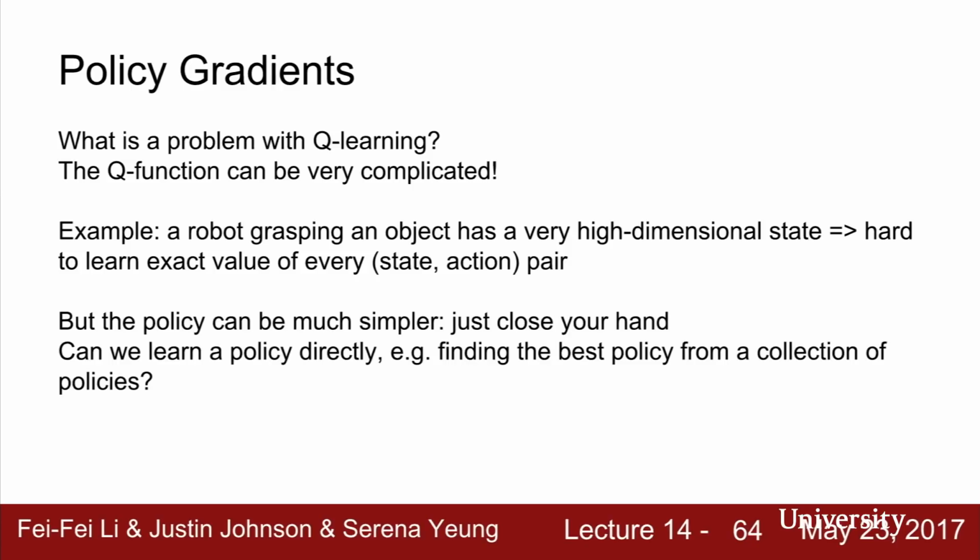But on the other hand, your policy can be much simpler. What you want this robot to do may be just a simple motion of closing your hand, just move your fingers in this particular direction and keep going. And so that leads to the question: can we just learn this policy directly? Is it possible to just find the best policy from a collection of policies, without going through the process of estimating your Q value and then using that to infer your policy?